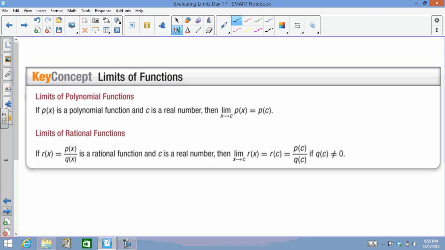This just says that if I am taking the limit of a polynomial, all I'm doing is finding the value of the polynomial by putting in what the limit approaches. So since the limit approaches c, I'm just going to substitute c in. And the same thing for the limit of rational functions.